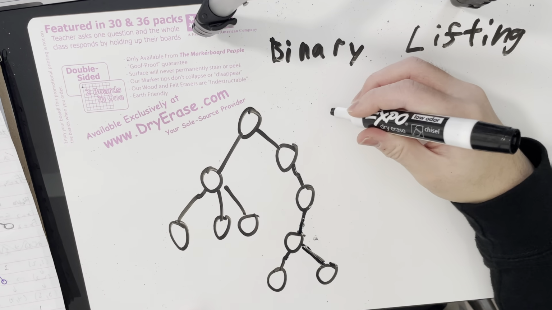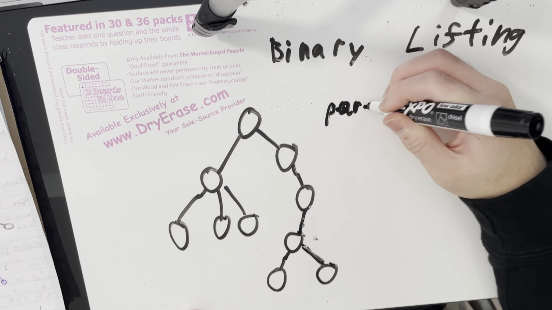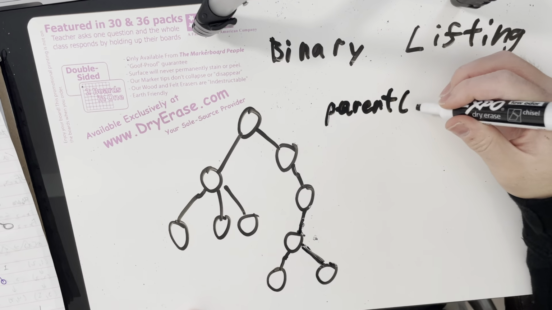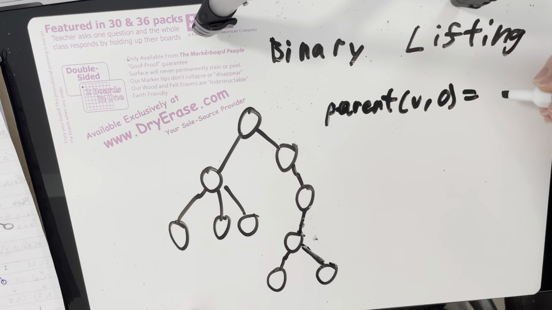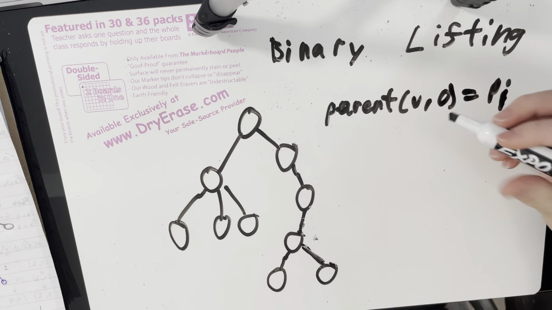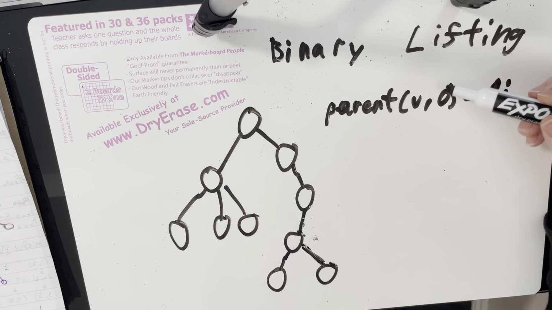So that's just equal to, if we have parent at node v, and at 0, this is going to be equal to p at i. This 0 means: what is the 2 to the power of 0 ancestor? Essentially, what is the direct ancestor above it, because 2 to the power of 0 is 1.